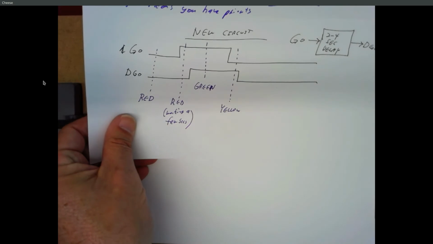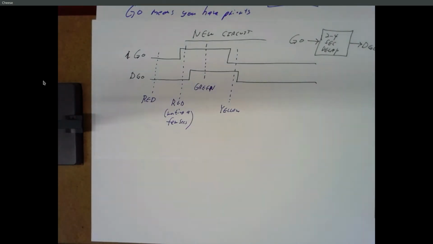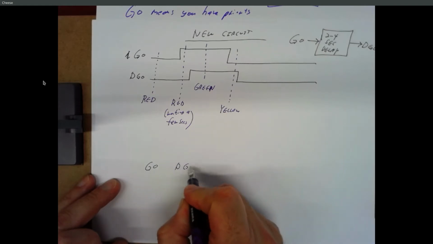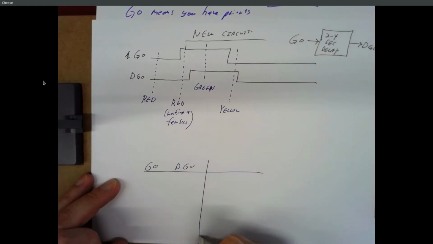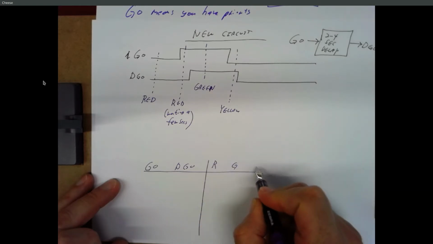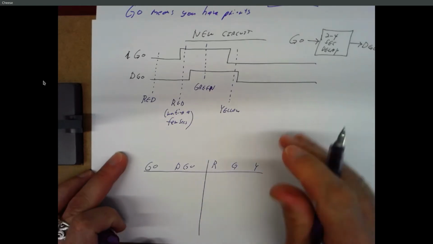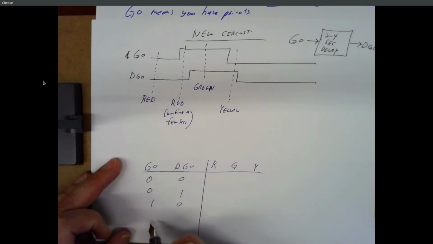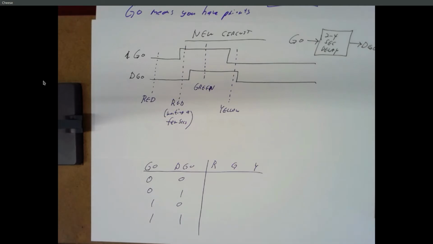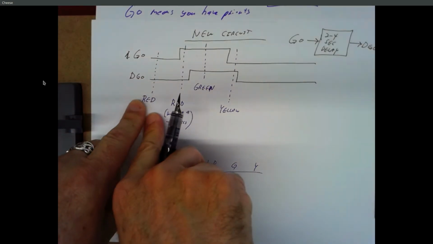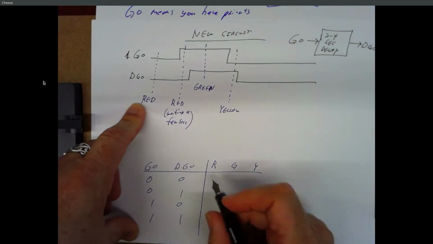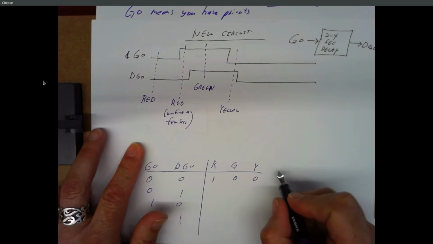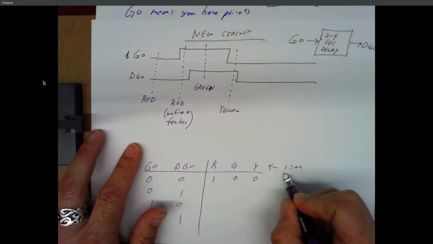So that's an ongoing process, but let me show you what we do with this. We make a truth table. Here's go, here's delayed go. Here's red, green, yellow. And we got 4 possibilities. If go is 0 and delayed go is 0, we said we want our light to be red, so red's going to be a 1, green and yellow will be 0. So these, 1 equals on, 0 equals off.